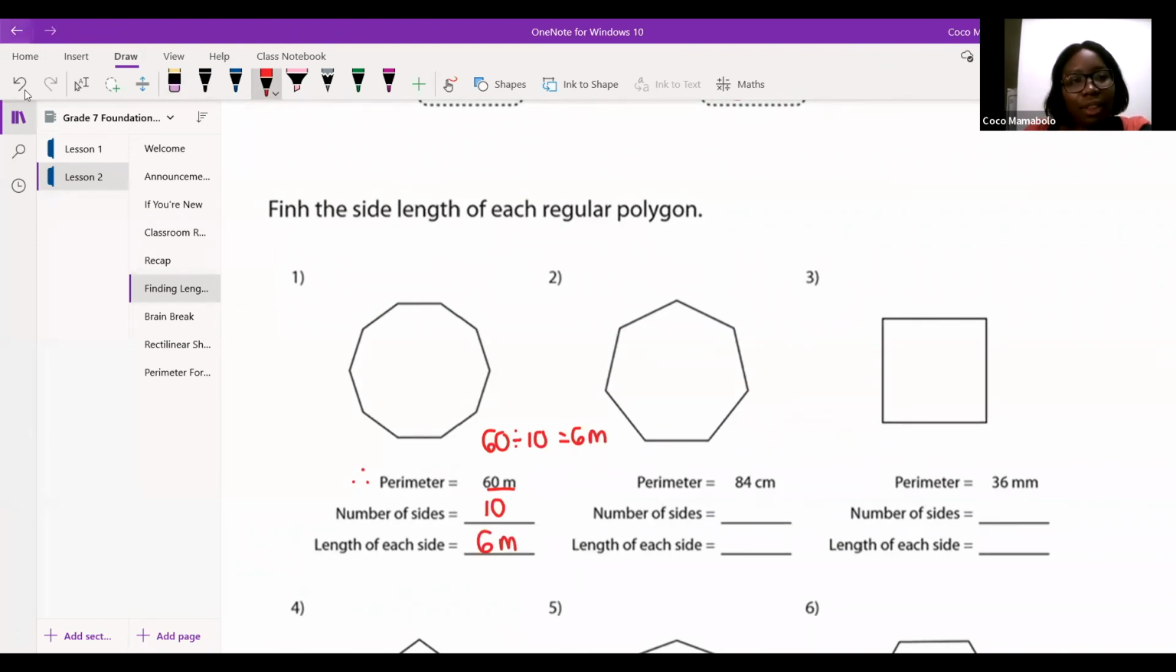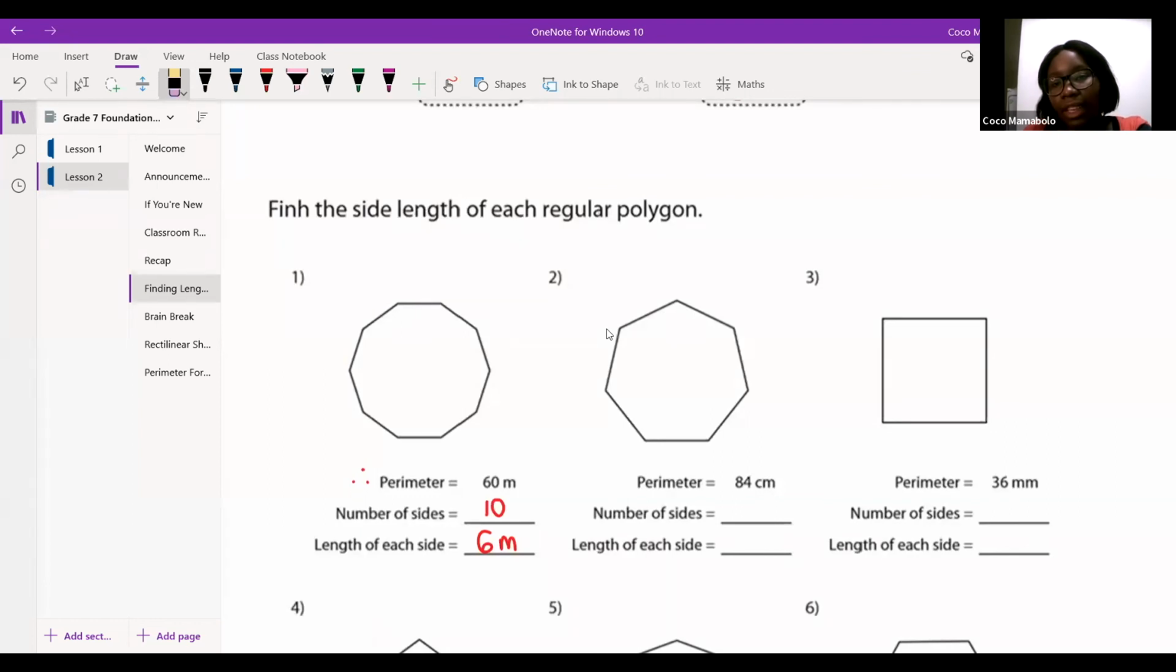Excellent. Thank you, ma'am. So what Maria is telling us is that each side is 6 meters. And if we add them all up together, they're going to give us a perimeter of 60 meters. Okay, let's look at the second one and then we'll do a very quick brain break.